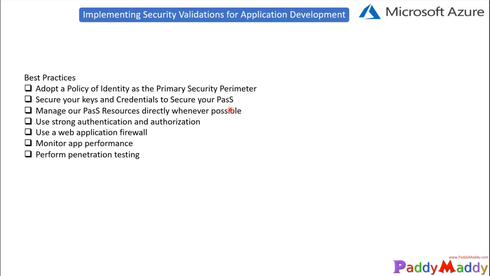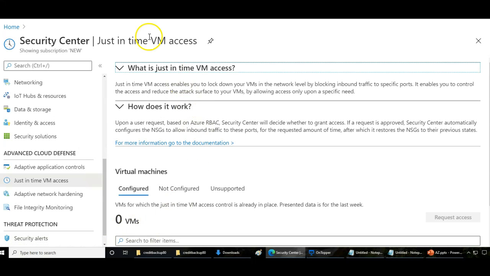So we will be strongly recommending that if those interfaces are not required all the time, just use just-in-time VM access. Configure your virtual machines with Security Center as just-in-time VM access, so that you would actually control access to those interfaces in a way that decreases the attack footprint by not allowing those interfaces to be open all the time.